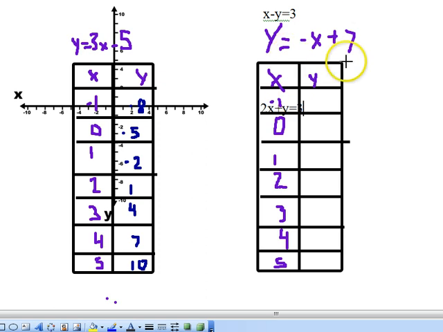Okay? And then for this equation, when x is negative 1, y is 8. When x is 0, y is going to be 7. When x is 1, for this equation, y is going to be 6. When x is 2, y is going to be 5. When x is 3, y is going to be 4. When x is 4, y is going to be 3. And when x is 5, y is going to be 2.